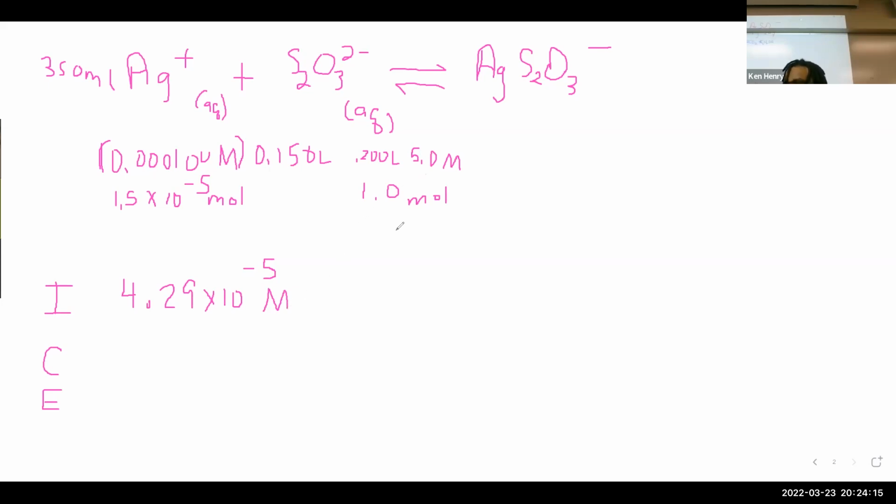And then for the thiosulfate, divided by 0.35, so that's 2.85 molar. Okay, so that's going to be our starting amount initially. All right, and then I have zero of this guy initially, right? So the change is going to be negative X, negative X, and X. And then our equilibrium is going to be those values minus X.